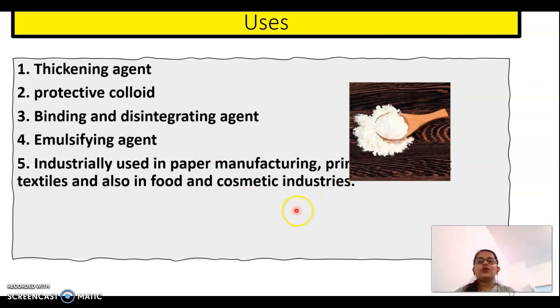I have divided pharmaceutical aids into 3 parts: part 1, part 2 and part 3.